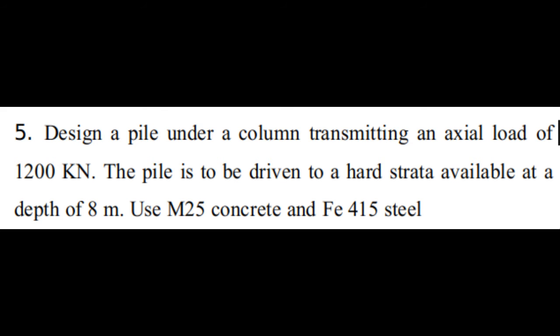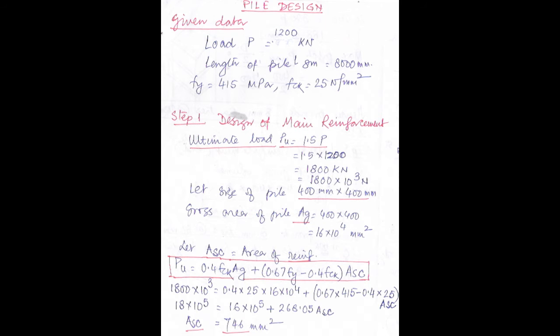Design a pile under a column transmitting an axial load of 1200 kilonewton. The pile is to be driven to a hard strata available at a depth of 8 meter. Use M25 concrete and Fe 415 steel. So let us see how to solve the problem.